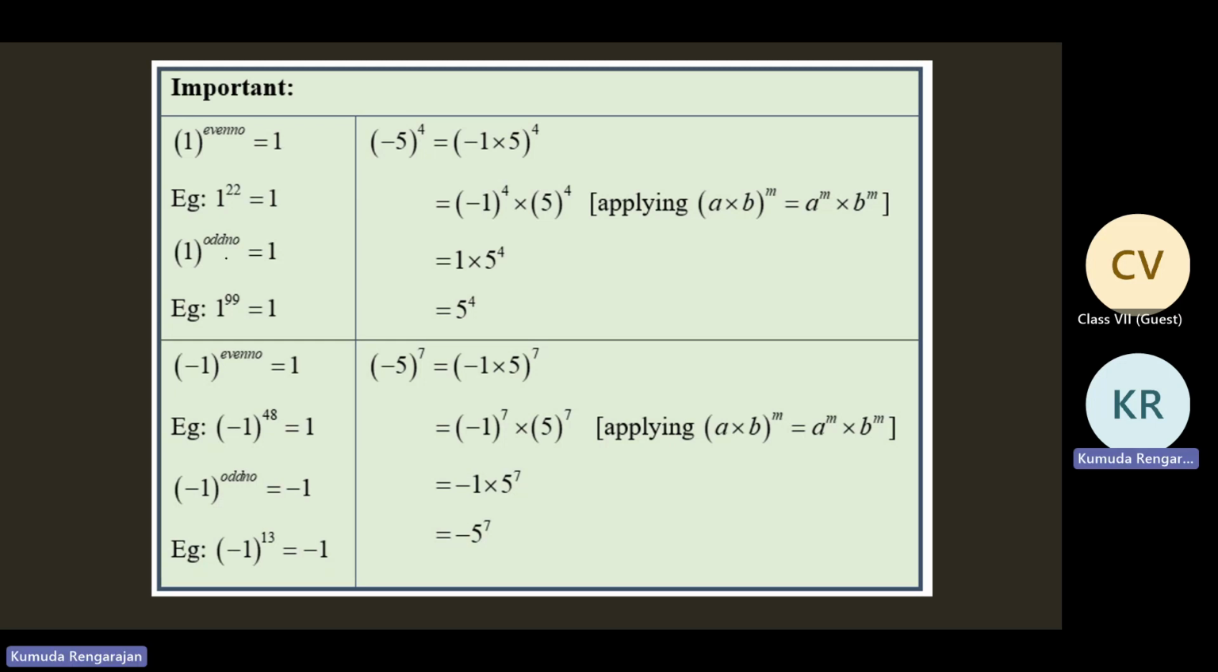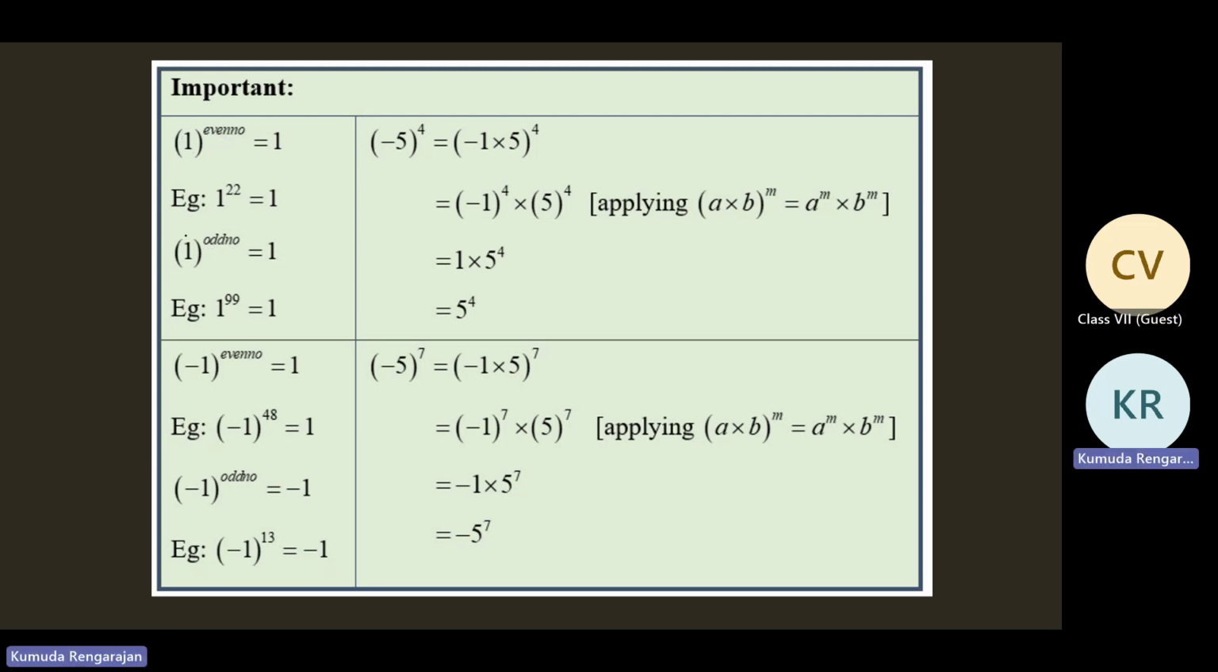Now 1 raised to an odd number, for example, 1 to the power 99. 1 multiplied with itself 99 times: 1 into 1 into 1, 99 times is also 1. So not to get confused here, when the base is plus 1, whether it is raised to an even power or an odd power, because the base is 1, the result is 1 only.